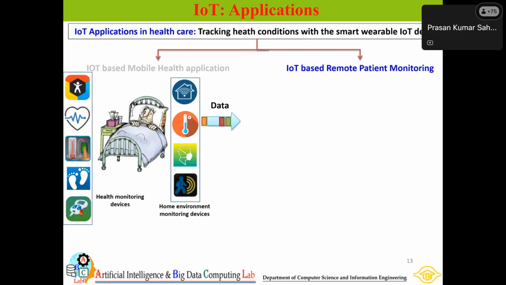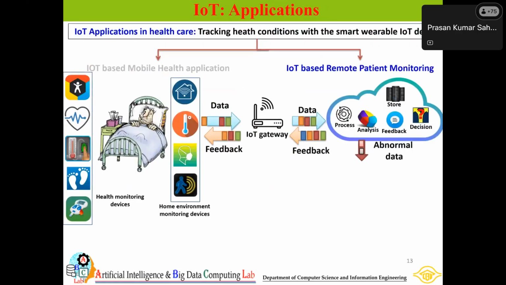Another part is IoT based remote patient monitoring. So in IoT based remote health monitoring, we can also put some IoT based devices. If a patient is at home, then different IoT based devices such as wearable sensors to monitor the blood pressure, to monitor the blood sugar, the different health components can be monitored using wearable devices, and those devices can transmit data through a gateway.